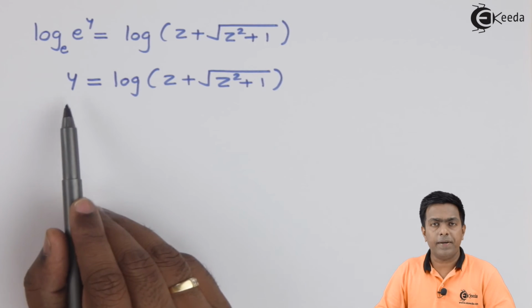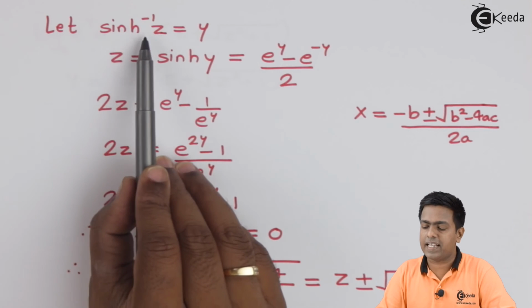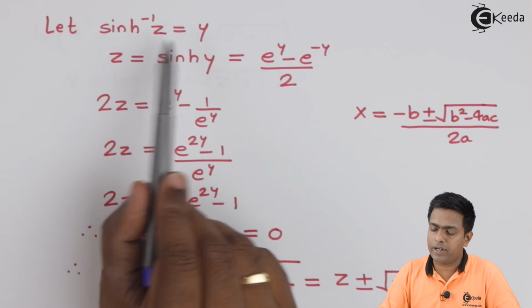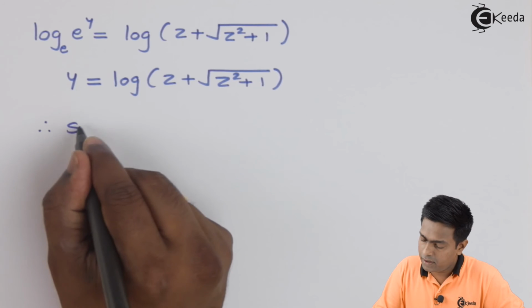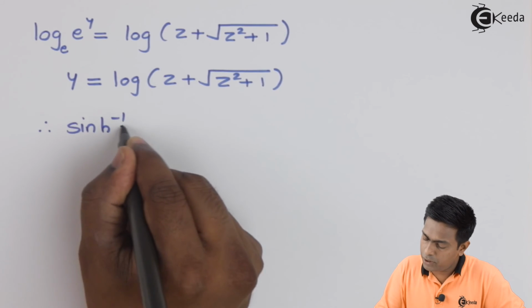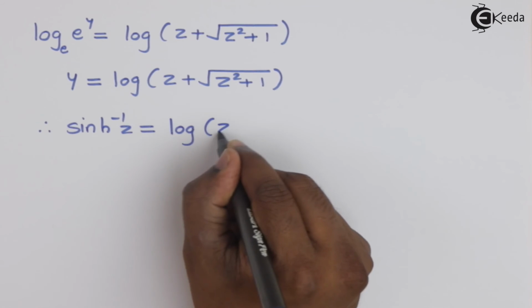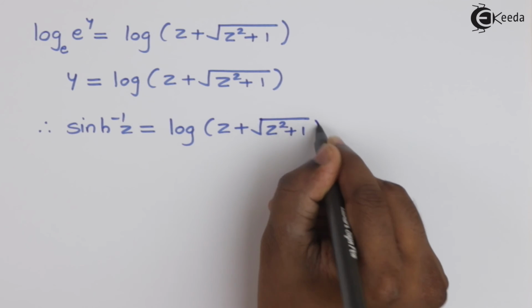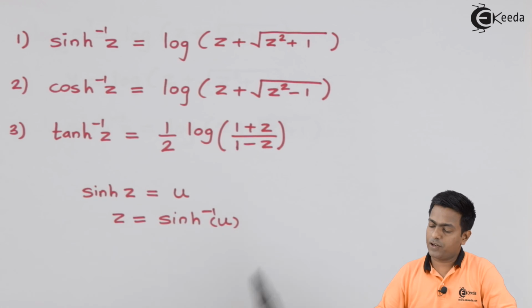Now what was y? y is the value of hyperbolic sine inverse of z. So I'll put this value there. Therefore we can say that hyperbolic sine inverse of z equals log of z plus under root z square plus 1. And guys, you can see that I have derived the first result. So we have derived the first formula.